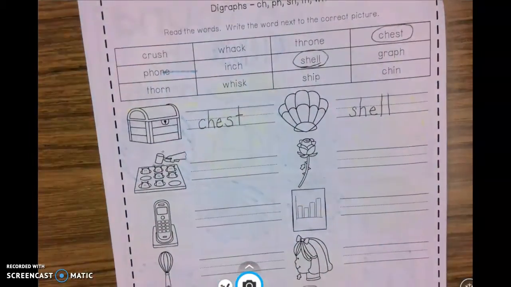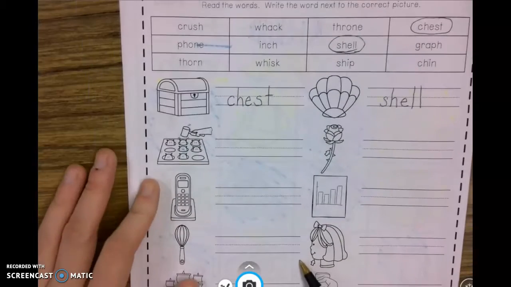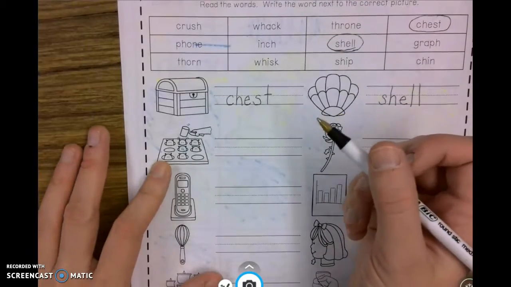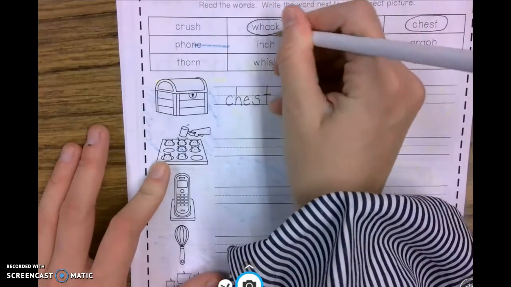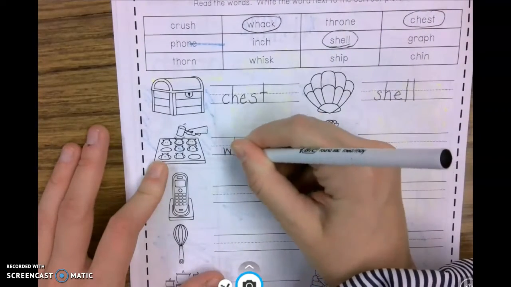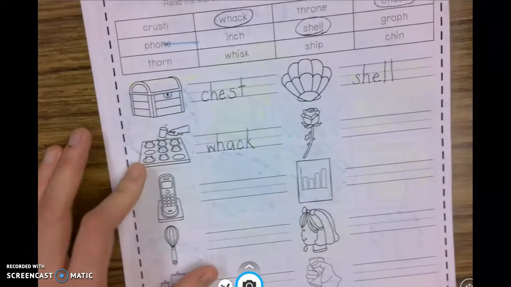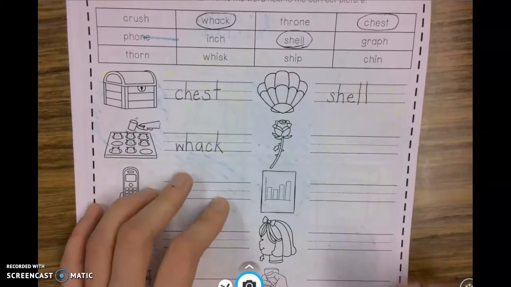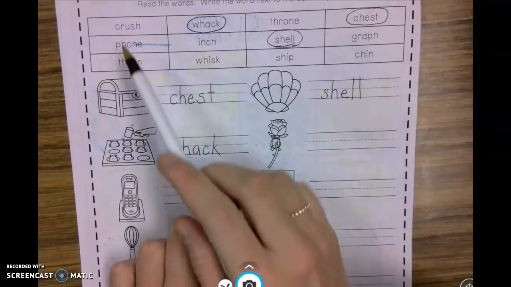Okay, so I helped you with some of it by telling you the words. Now we'll go over these. Let me get my pen. Whoops, that's a marker. Okay, so this is a little tricky, but this means whack. W. So does this have w? No. Wh. I see it. Whack. And we want to do our best handwriting. Make sure it's in the lines. There's whack. Okay, our next one is thorn.